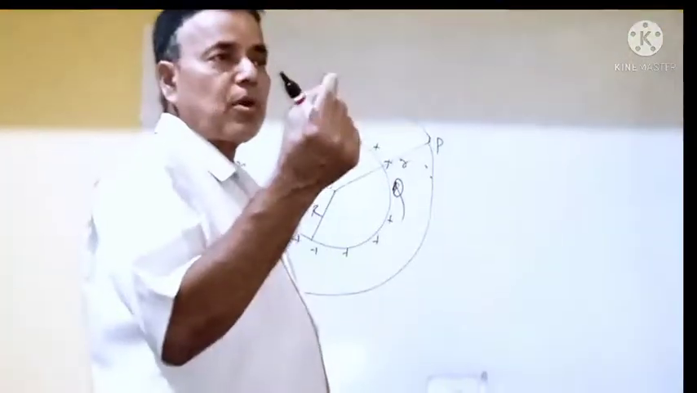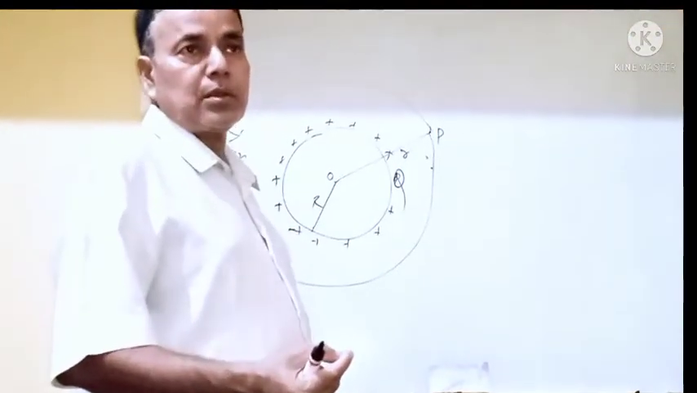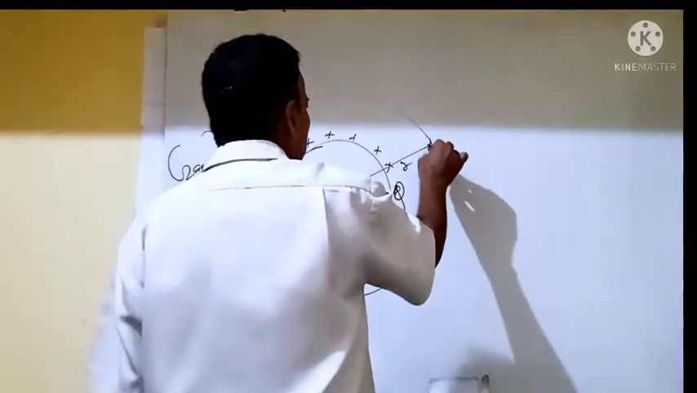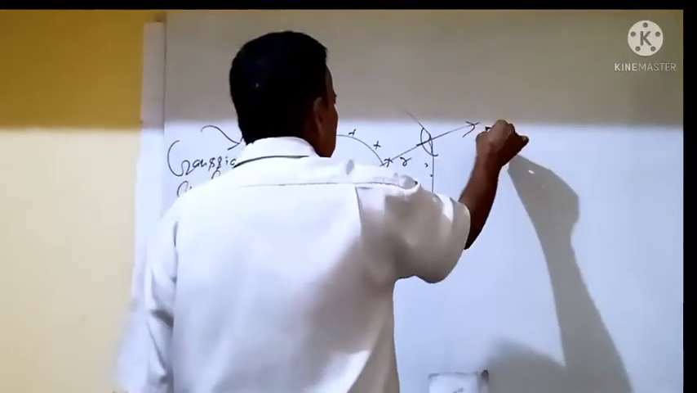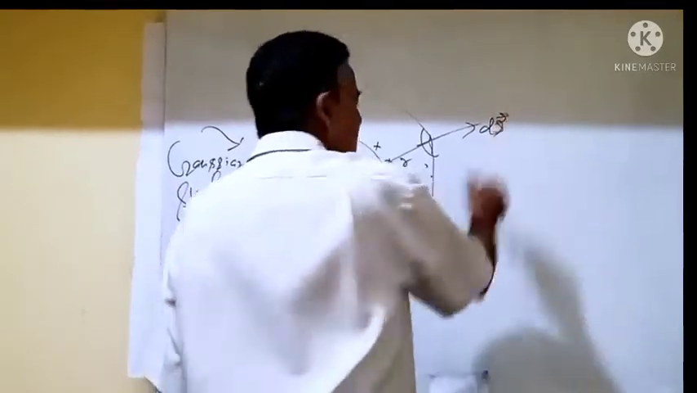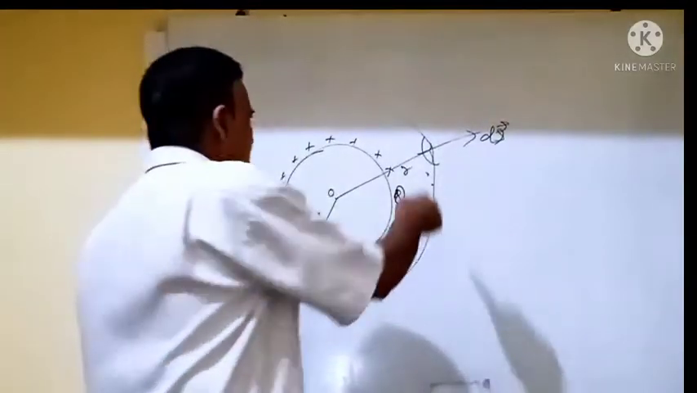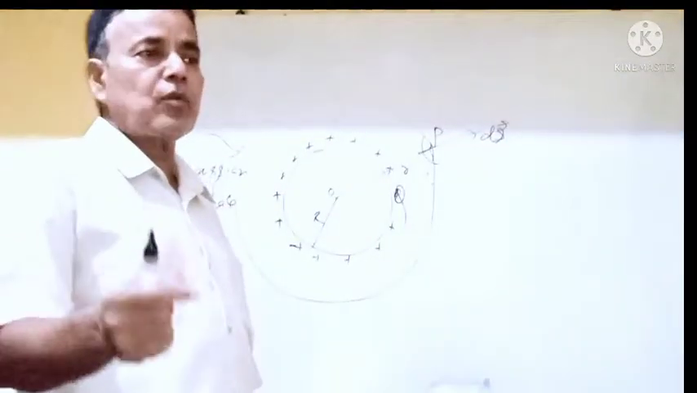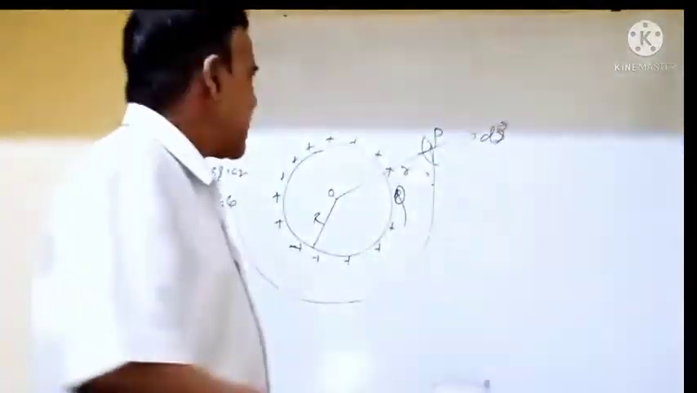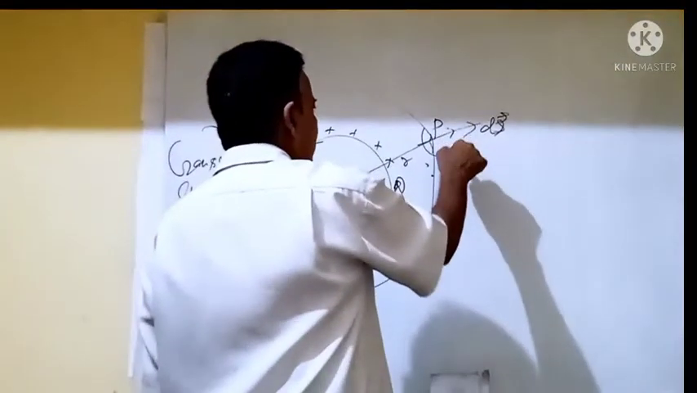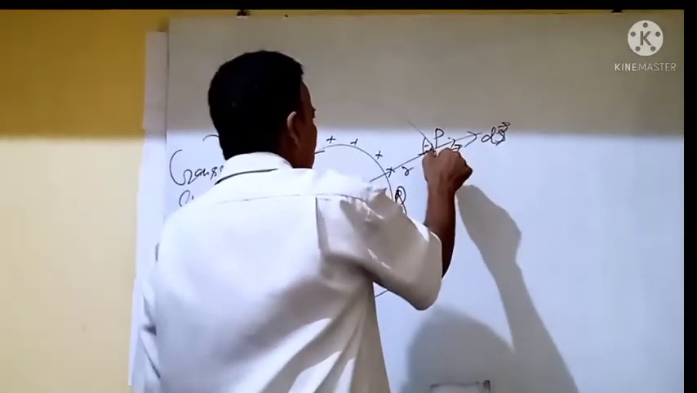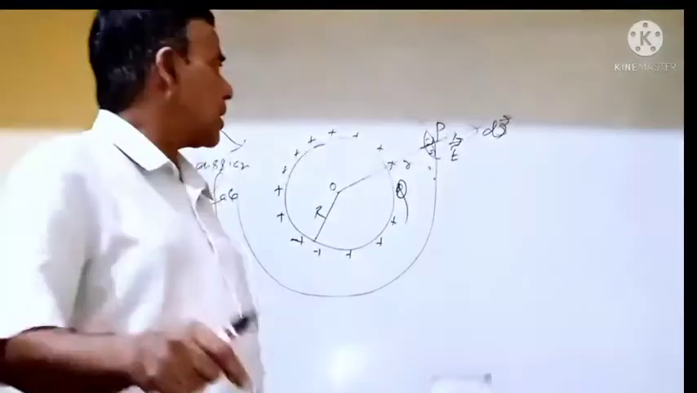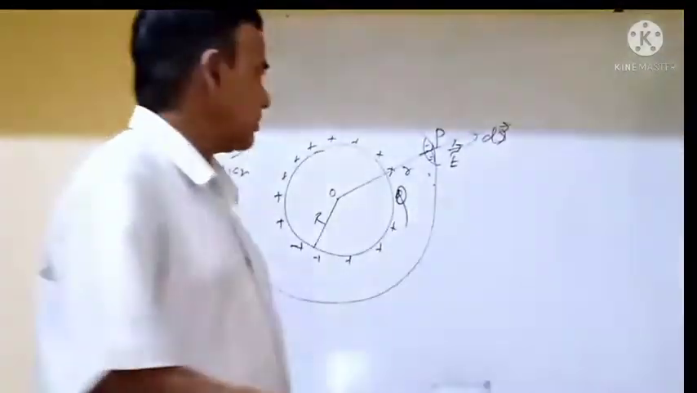Now we will take the small area. Why? For the concept of vector. Suppose that we are taking the small area, and suppose that this area is equal to dS, and electric field will be in that direction. Electric field will be in the direction of the area vector. So what is the electric flux through that small area?